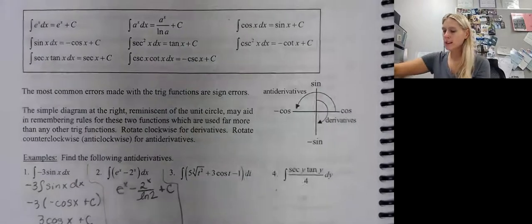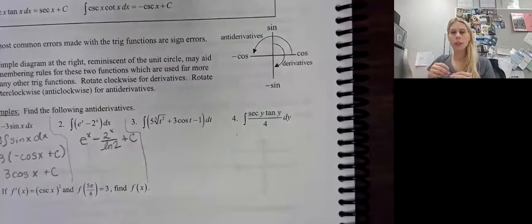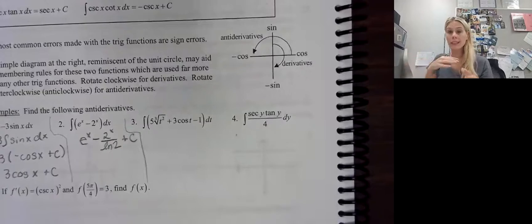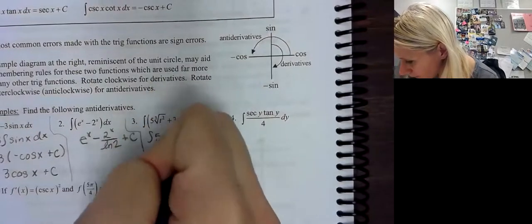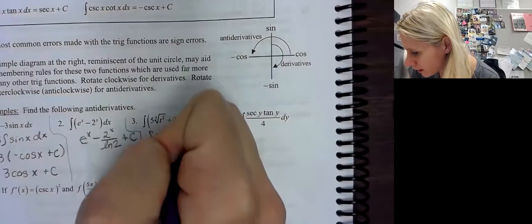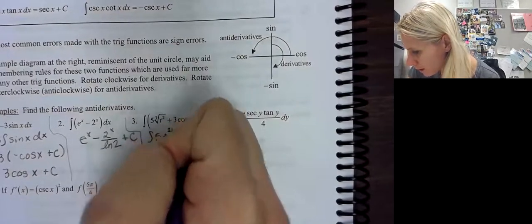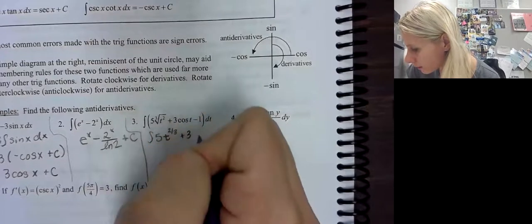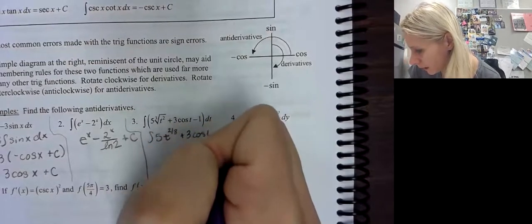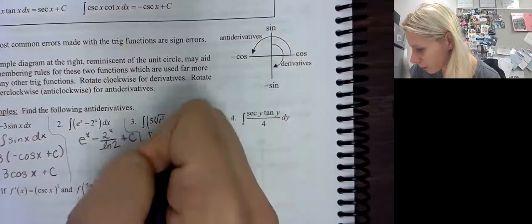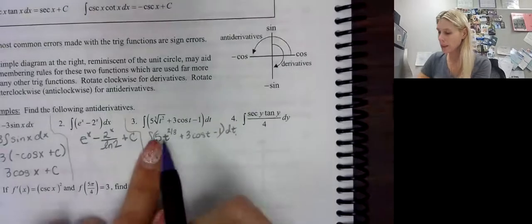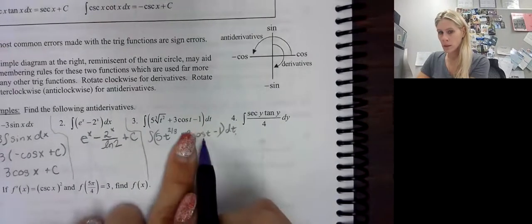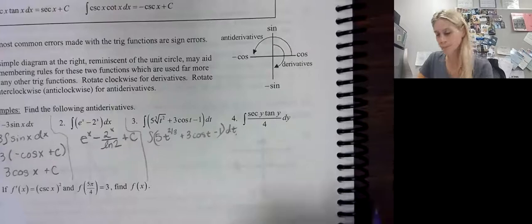All right, just like we did in last section, sometimes it's easier to make sure that you rearrange it so it's easier to do your integral. So let's change the formatting right now. This is the integral of 5 t to the 2/3 plus 3 cosine t minus 1. I'm going to put that in the parentheses because it's dt. I'm going to do each of these separately. So power rule, trig rule, constant rule.